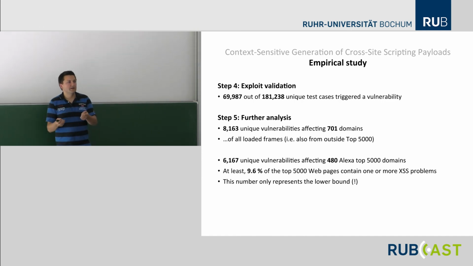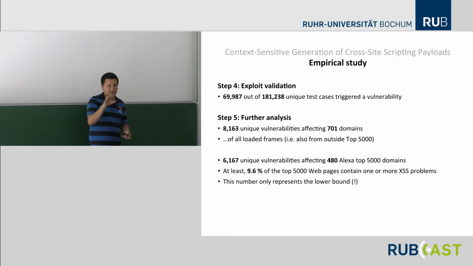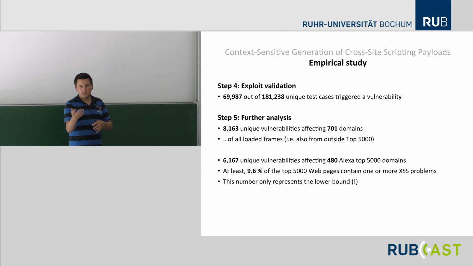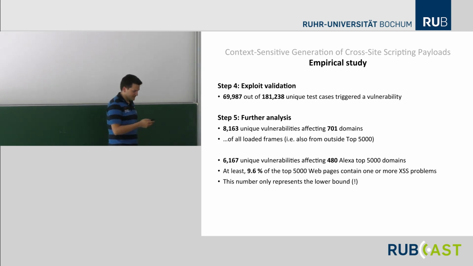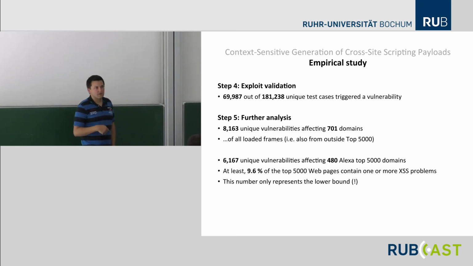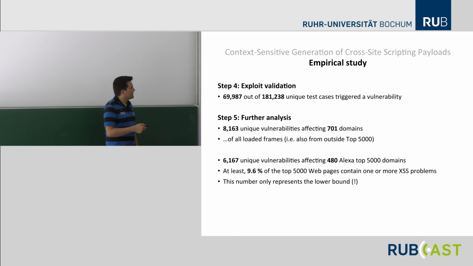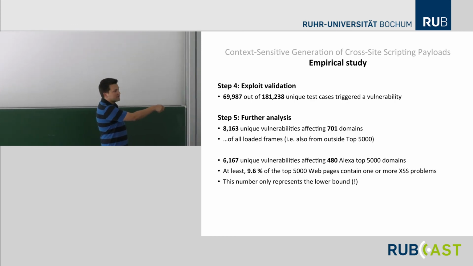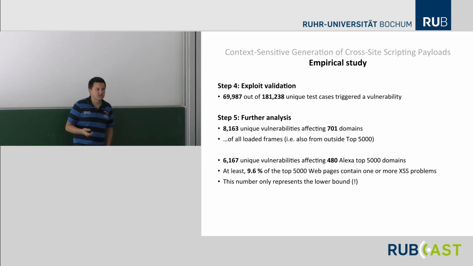But these 700 domains were not necessarily in our data set. We wanted to crawl the Alexa top 5,000. But the Alexa top 5,000 often have frames pointing to other websites, to advertisers. And we were not interested in the advertisers and in all the other web pages. So we cleaned that as well. And we were left with 6,000 unique exploits on roughly 480 of the Alexa top 5,000 websites, which is about 9.6% of all the websites that we scanned.